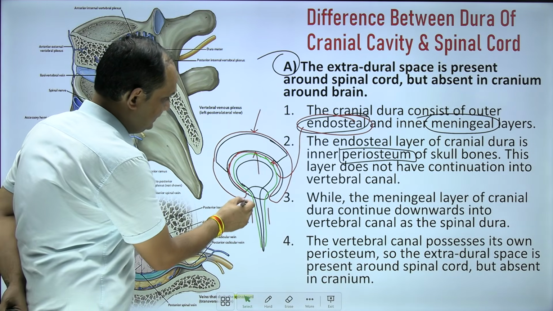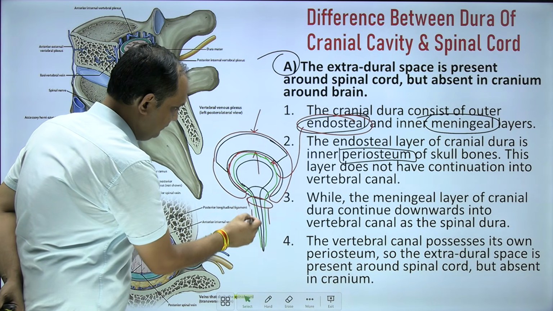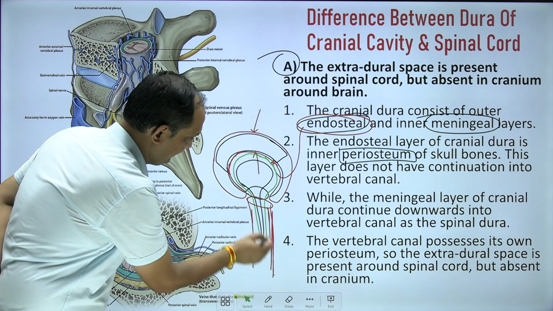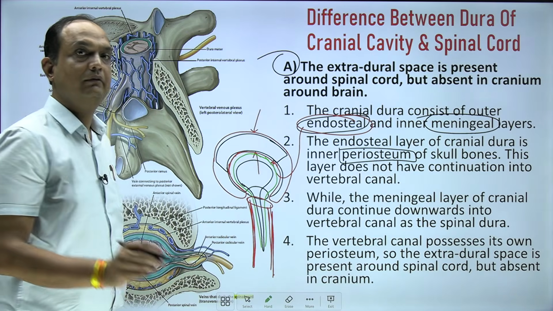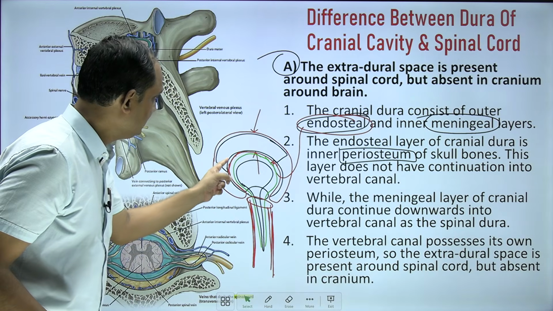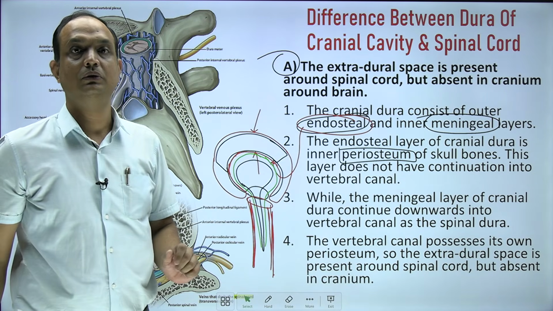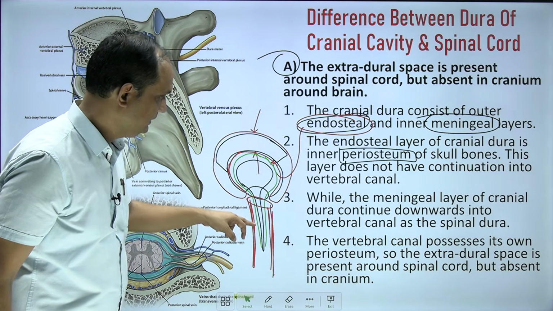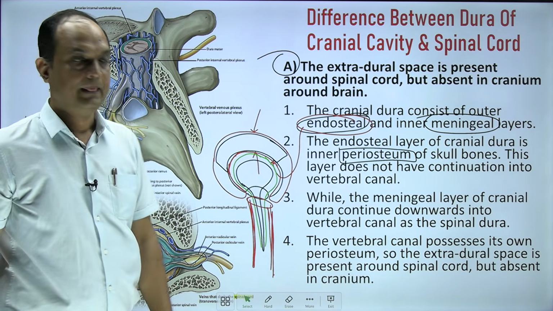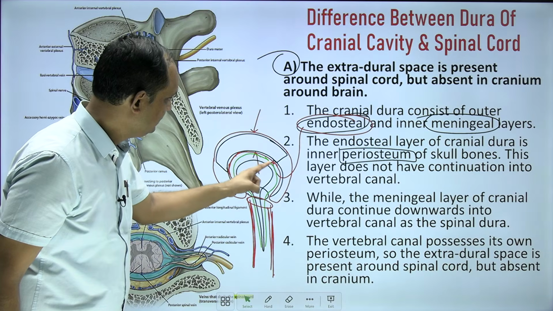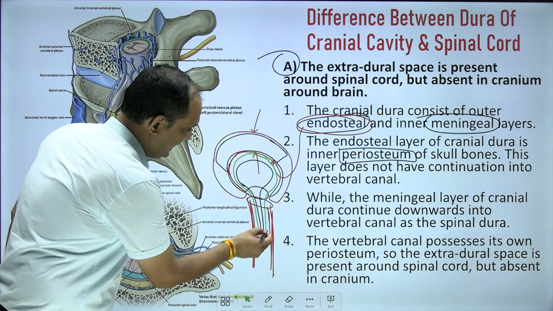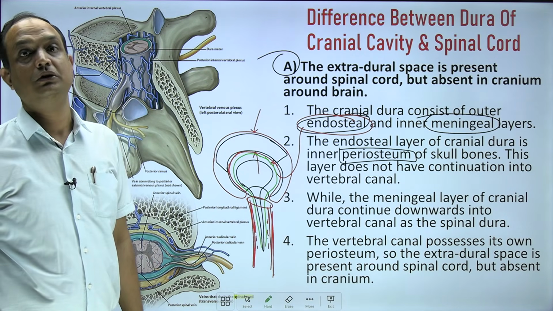So you have a separate bony canal, the vertebral column, and the vertebral column is lined by its own periosteum. Whenever you have this question in the exam, always keep in mind that the inner lining, the endosteal dura, does not continue in the vertebral canal, but rather continues with the pericranium outside the skull. Only the meningeal layer of the dura mater continues as the dura around the spinal cord. Because of this reason, the gap that appears around the spinal cord is the extradural space.